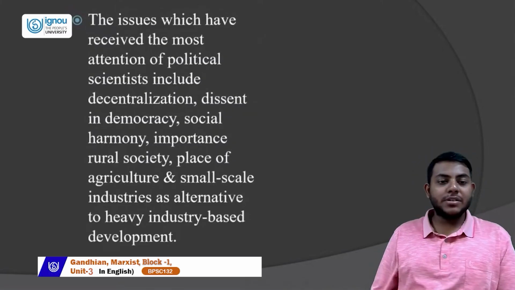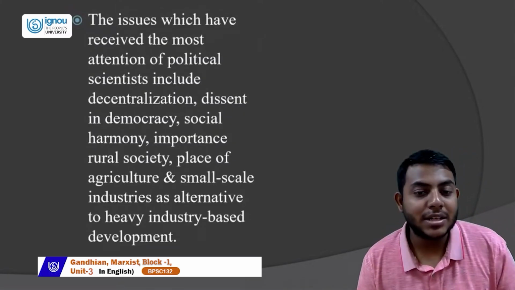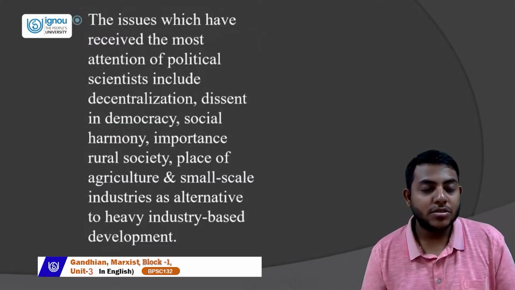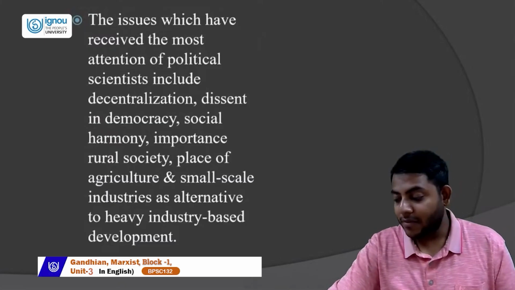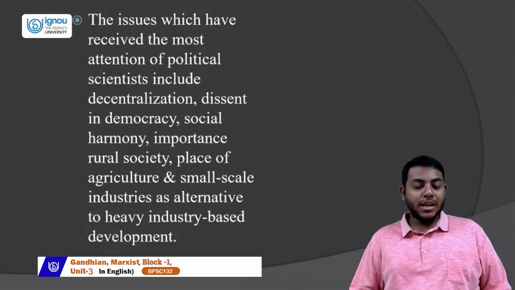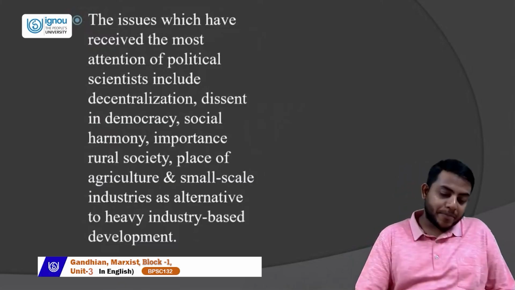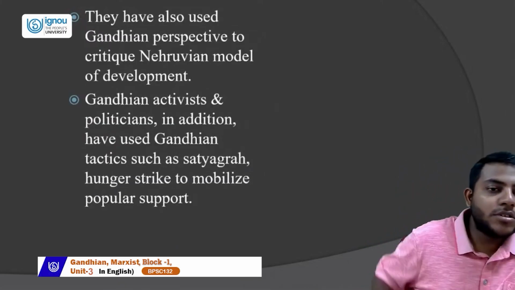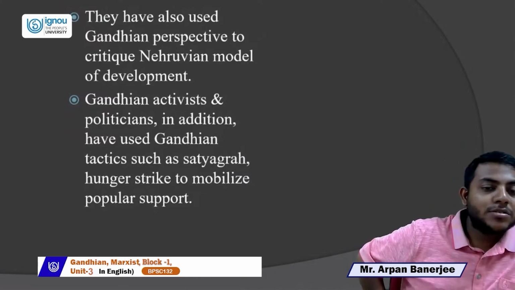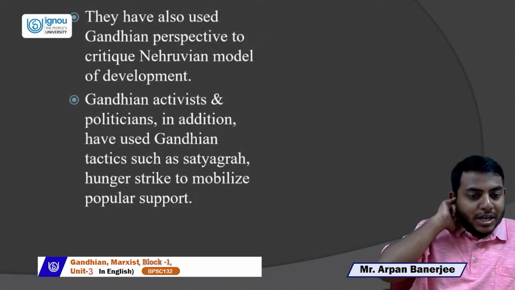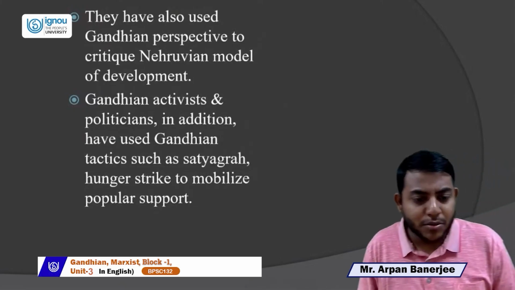The issues which have received the most attention of political scientists include decentralization, dissent in democracy, social harmony, importance of rural society, and place of agriculture and small scale industries as alternative to heavy industry based development. They have also used Gandhian perspective to critique the Nehruvian model of development. Gandhian activists and politicians, in addition, have used Gandhian tactics such as satyagraha and hunger strike to mobilize popular support.